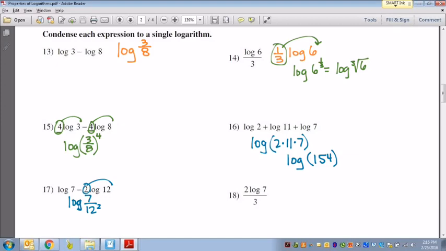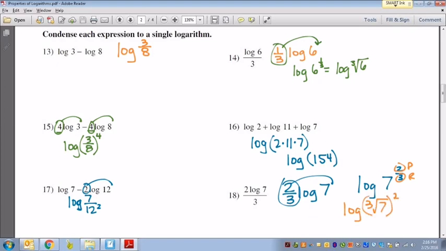All right, this one looks like more fun. Here we go. So I have 2/3 log 7. Okay, the 2/3 can come up here, making it log 7 to the 2/3 power. Remember, the bottom number is the root, and the top number is the power, making it log cube root of 7 all squared. That's how you would write that. So that again gets into your knowledge of rational exponents, but that's the idea, and that's how we condense logarithms from multiple logarithms into one logarithm.